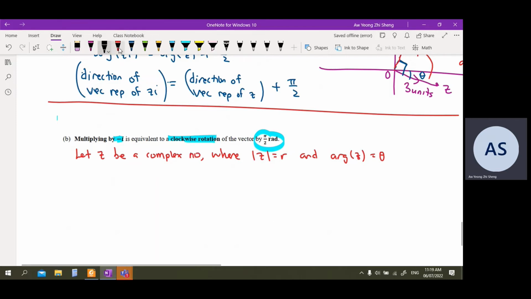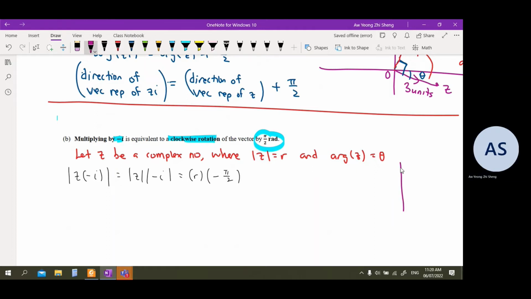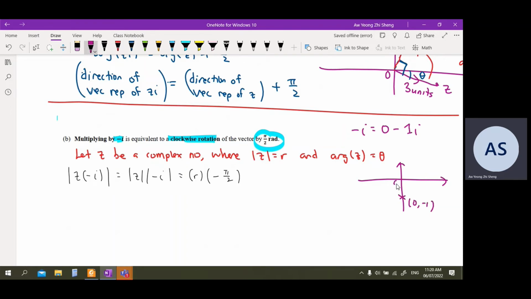The modulus of z times negative i will be modulus of z times modulus of negative i. We know modulus of z is r. Modulus of negative i is minus pi over 2. You can always use the traditional method. We visualize the Argand diagram, and you know negative i is just 0 minus 1i. So your point is 0, minus 1. This is the point representation of the number negative i.